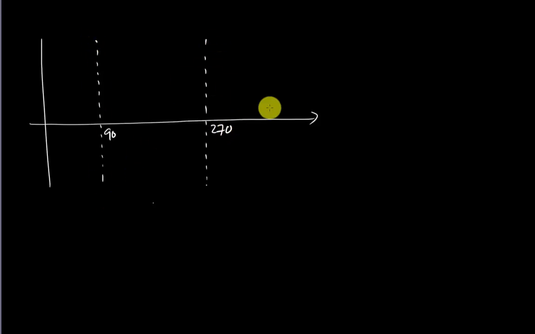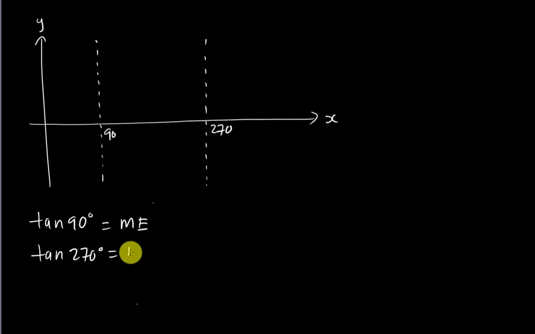Tangent can never touch these two lines, because if you try to use your calculator and type tangent 90, the calculator will tell you it's a math error. You try to type tangent 270, the calculator will tell you it's a math error also. Because the tangent graph cannot touch 90 and 270. Therefore, if you have a question like tangent x equals maybe 1/0, 1/0 is a math error. So you know x basically equals 90 degrees and 270 degrees. Because for tangent, you will never touch 90 and 270.